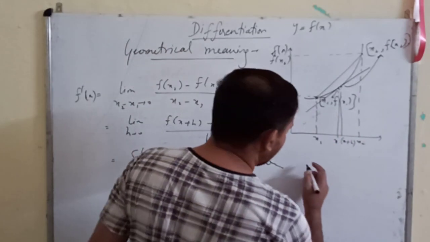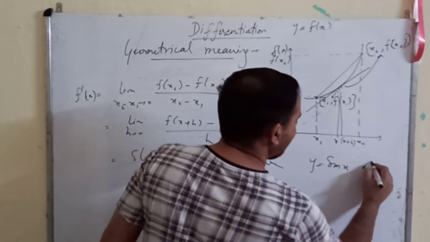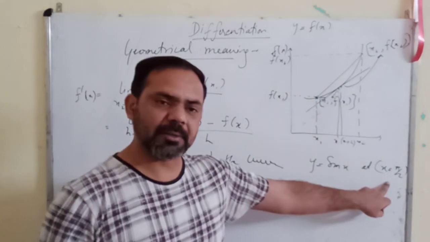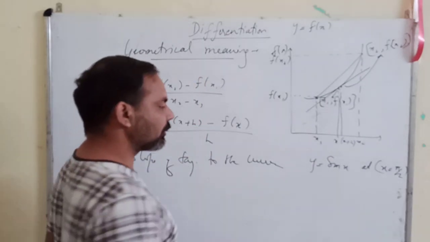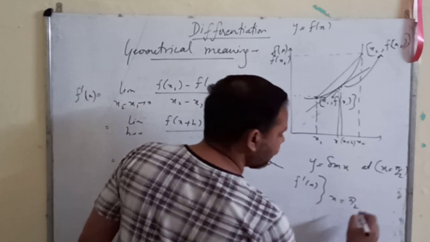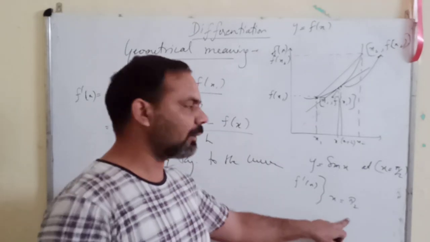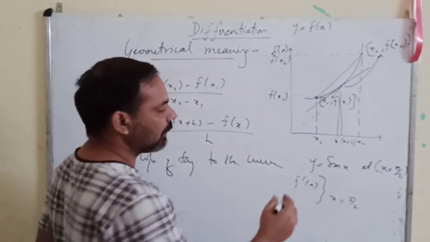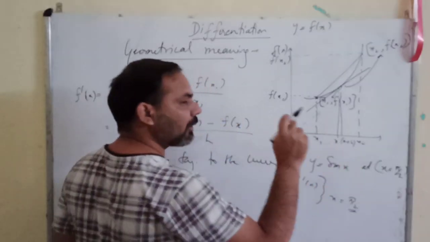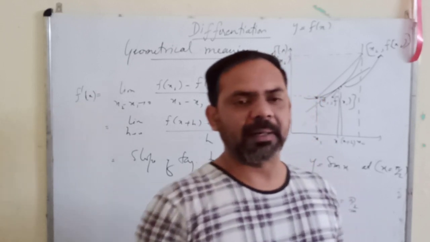Suppose you are asked to find the derivative of y equal to sin x at x equals pi by 2. You will find the derivative, and whatever derivative you get, you put x equals pi by 2 there. So finding the derivative at x equals pi by 2 means nothing but finding the slope of the tangent to the curve. If you draw the graph for sin x, then at x equals pi by 2 you are finding the slope of the tangent. Okay, this is the geometrical meaning of finding the derivative.